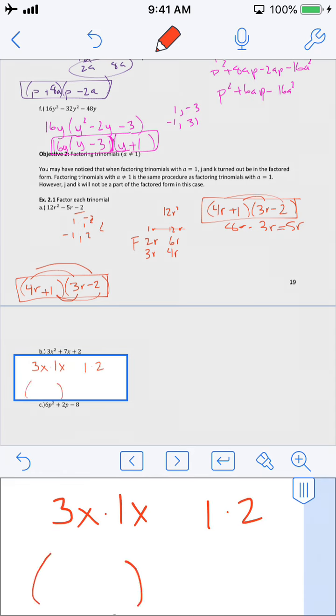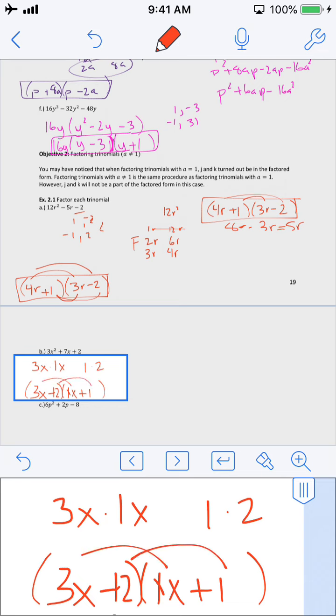So now we don't have a lot to check. It's either 3x plus 1 or 3x plus 2. Let's try 3x plus 2 and 1x plus 1. Does that work? 3 and 2 makes 5, not 7x. That doesn't work. So instead of that, let's try another one.